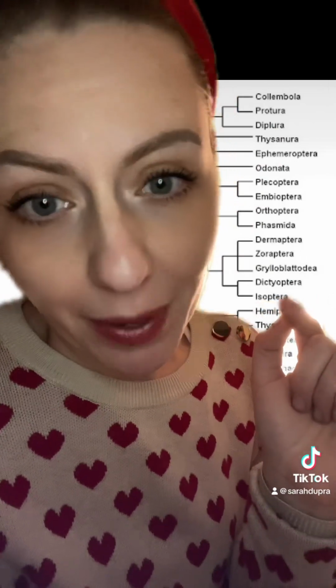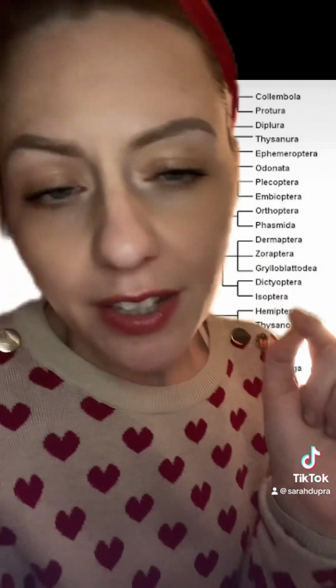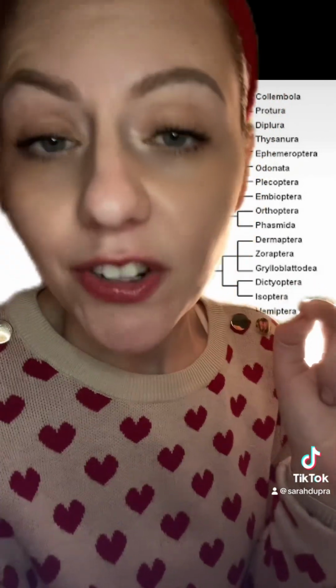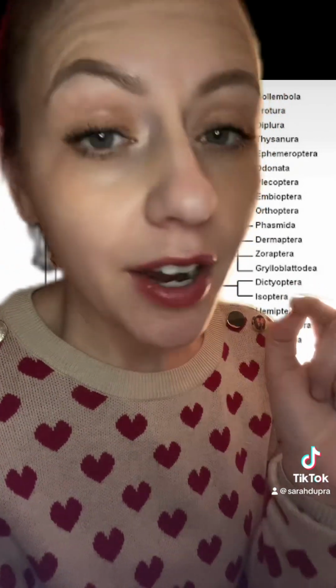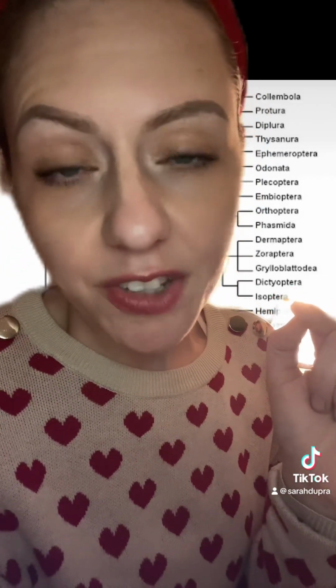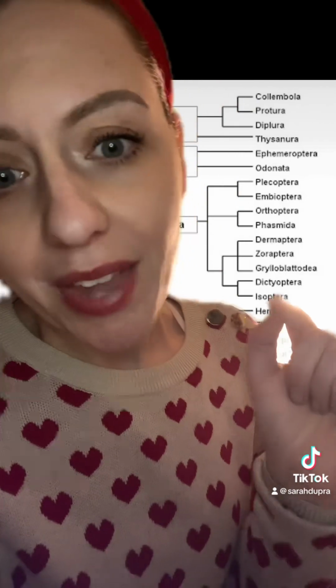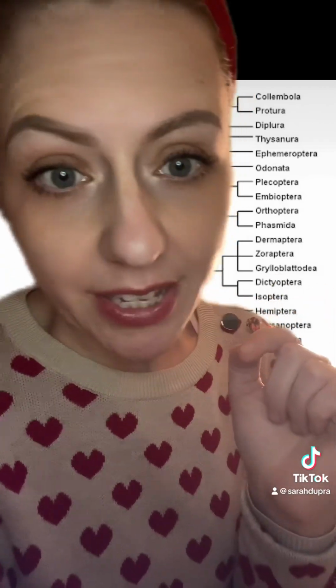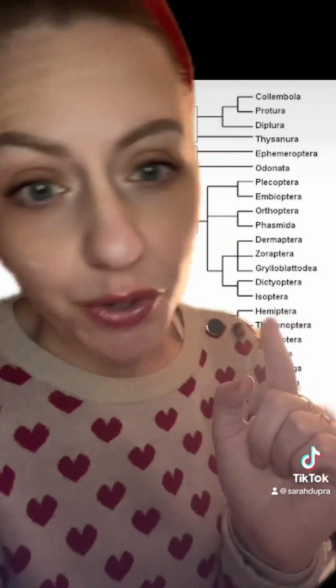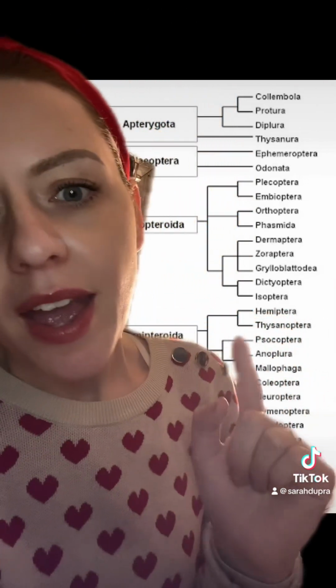Isoptera are termites. Isoptera has recently been absorbed under Blatodea because they found through genetic testing that termites are actually a lot closer to cockroaches than they thought. They've essentially thought of termites as social cockroaches. So Isoptera is now under Blatodea. They get a bad rap, but termites are really essential for nutrient recycling in the woods.